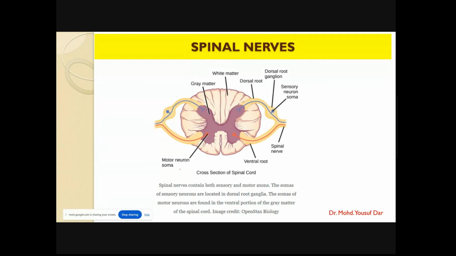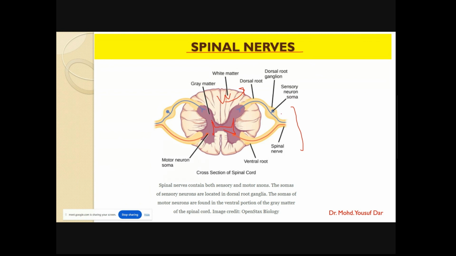General, हम बोल के, they arise from the brain, while as the spinal nerve, they arise from the spinal cord. So this is the cross section of the spinal cord. ये आएगा white matter here. This is in the form of H, that is the gray matter. So this is the spinal nerve.